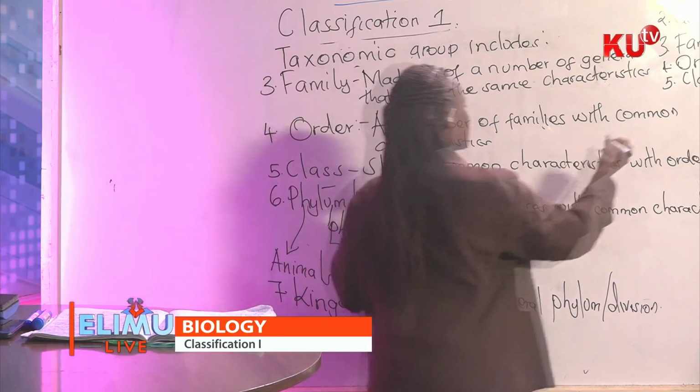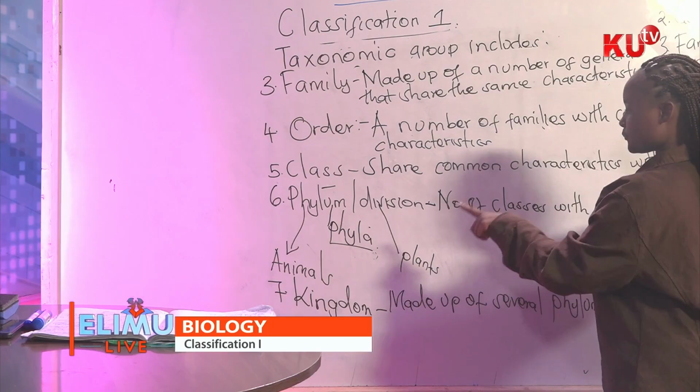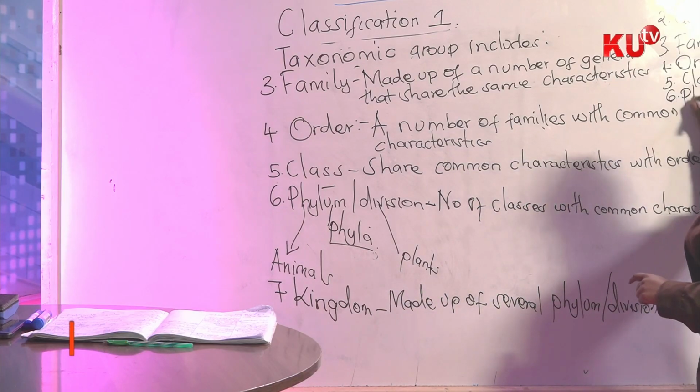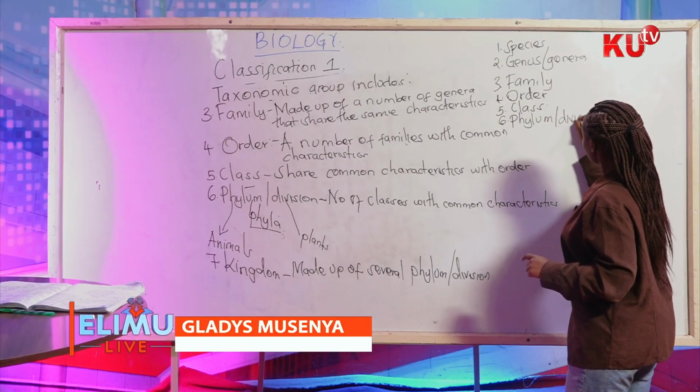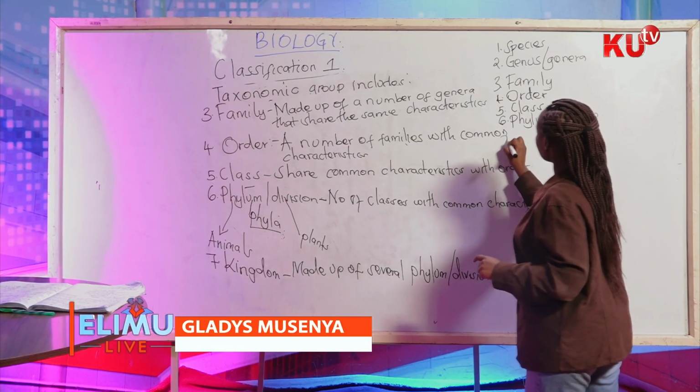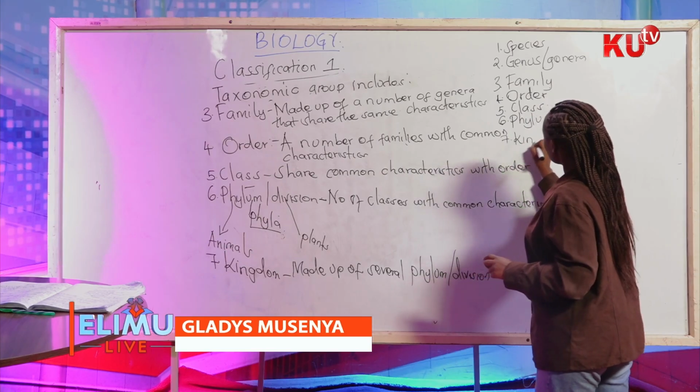So we update here. The sixth one, we had phylum or division for plants. And then the seventh one, we have kingdom.